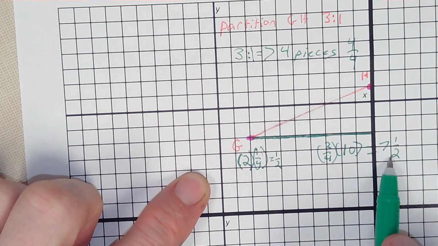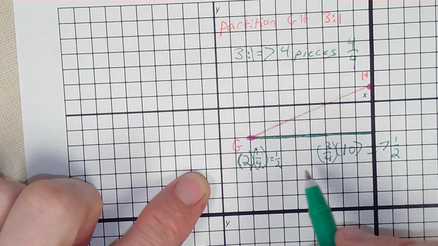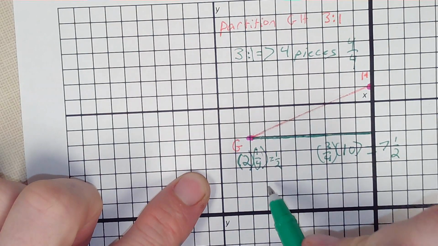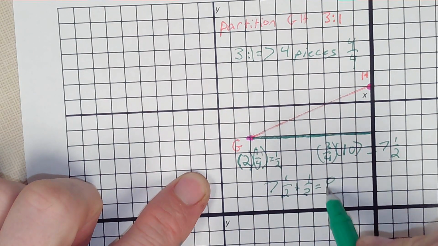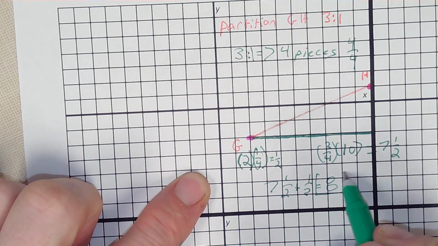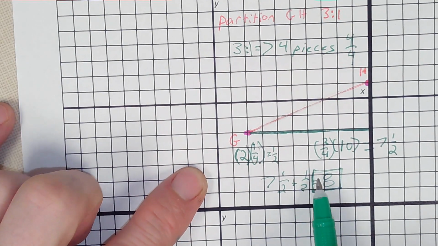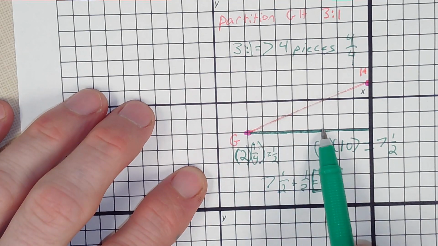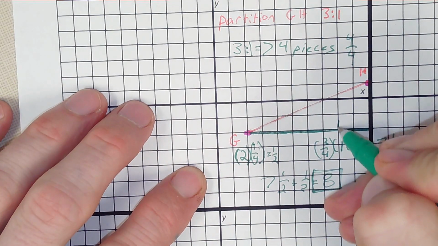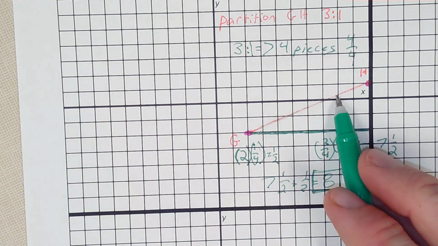Okay, so now I need to add these two together, and I get 8. Because 7 and 1/2 plus a half equals 8. So this is going to be the x value for my partition. It's going to be 8. All right, so it's going to be 1, 2, 3, 4, 5, 6, 7, 8. That's going to be my x value for my partition. Okay? So it's probably going to end up right there.